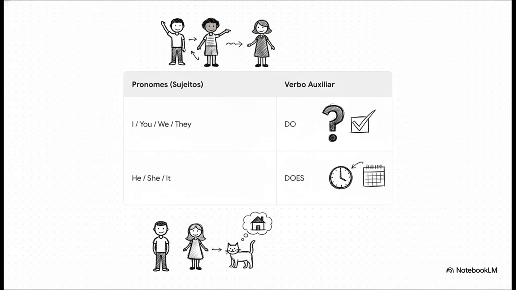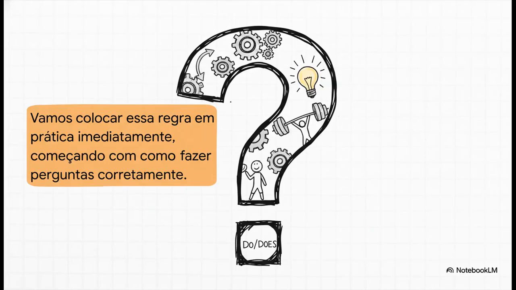Okay, here it is. Use do with I, you, we, and they. And you use does with he, she, and it. That's it. All right, enough talk, let's practice.